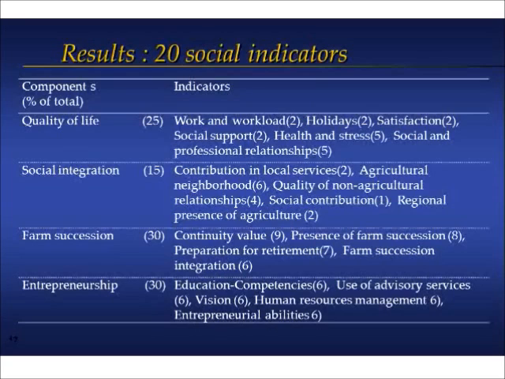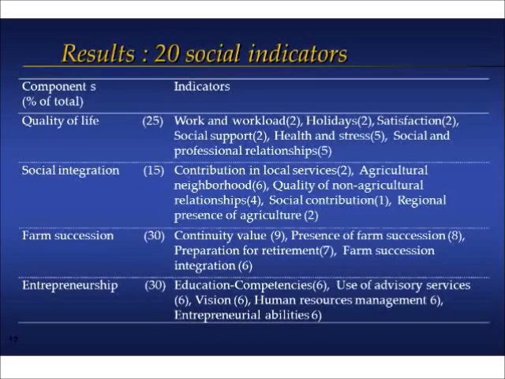The last component is entrepreneurship, or governance for me, which includes not only the level of education, but the level of competencies. It's 6 points. Another indicator, use of advisory services, 6 points. Vision of the future of the farm, and the pessimistic or optimistic aspects. So we try to use some scientific literature on entrepreneurship and try to adapt some questionnaires, simplify of course, to evaluate this aspect. One of the other indicators is human resources management, 6 points, and entrepreneurial abilities, 6 points.